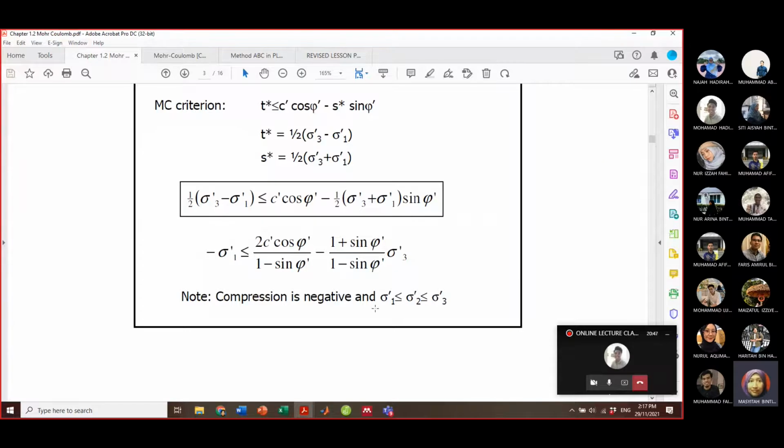Normally, what we can have is that the effective sigma 1 is the major principal stress, effective sigma 2 is the intermediate principal stress, and effective sigma 3 is the minor principal stress, which also tells you that effective sigma 1 is larger than effective sigma 2 and sigma 3, and effective sigma 2 is larger than sigma 3.